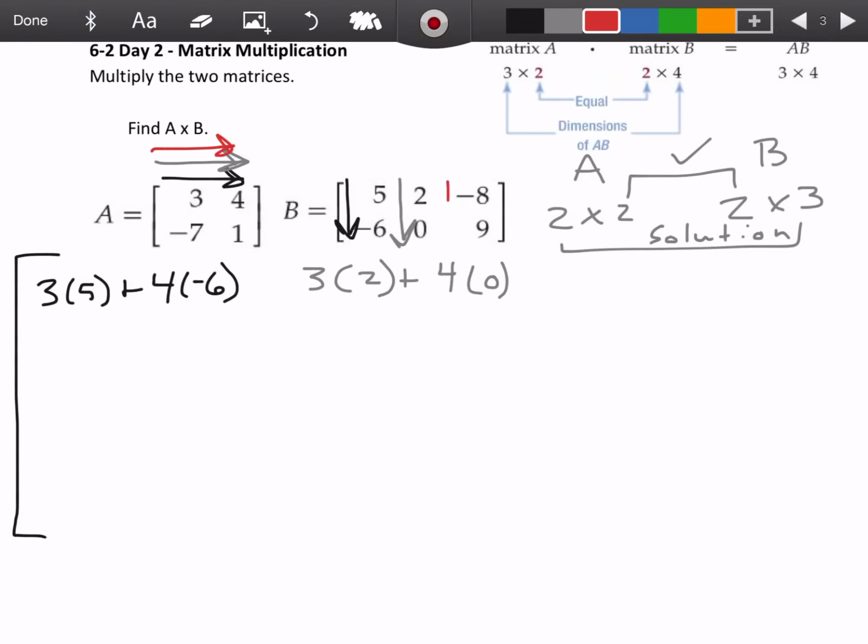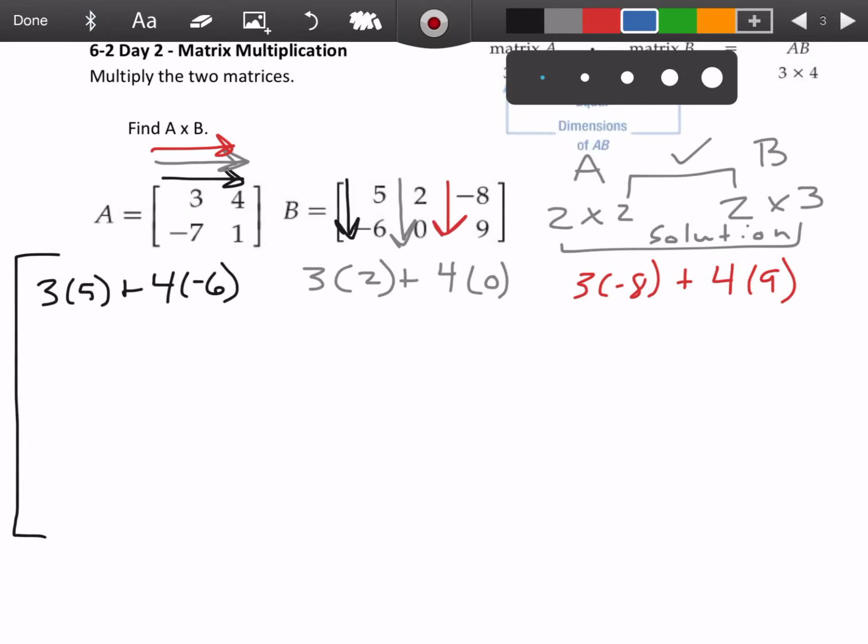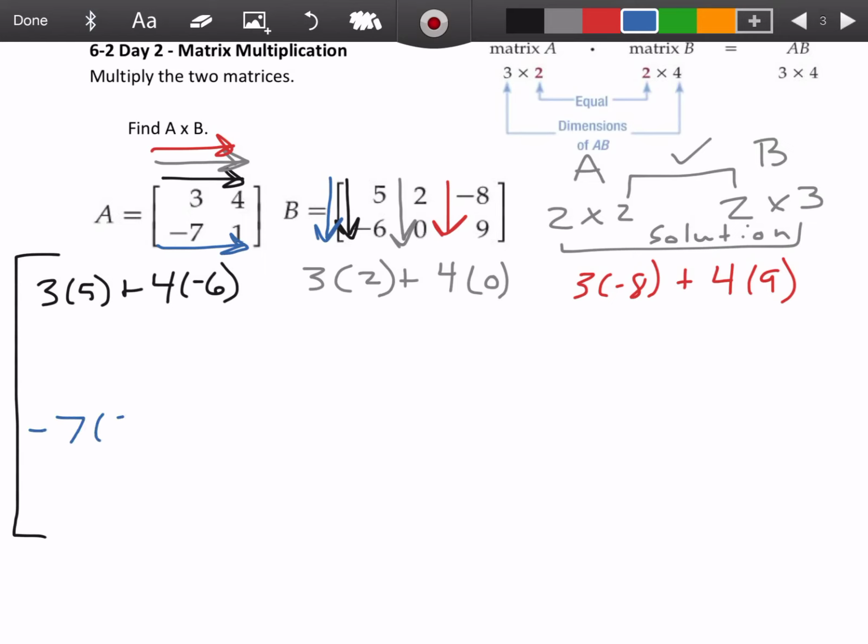We're going to go across here again. I'm going to go down the last column. So here this would be 3 times -8 plus 4 times 9. We go across this second row here. We're going to go down this first column there, so that would be -7 times 5 plus 1 times -6.